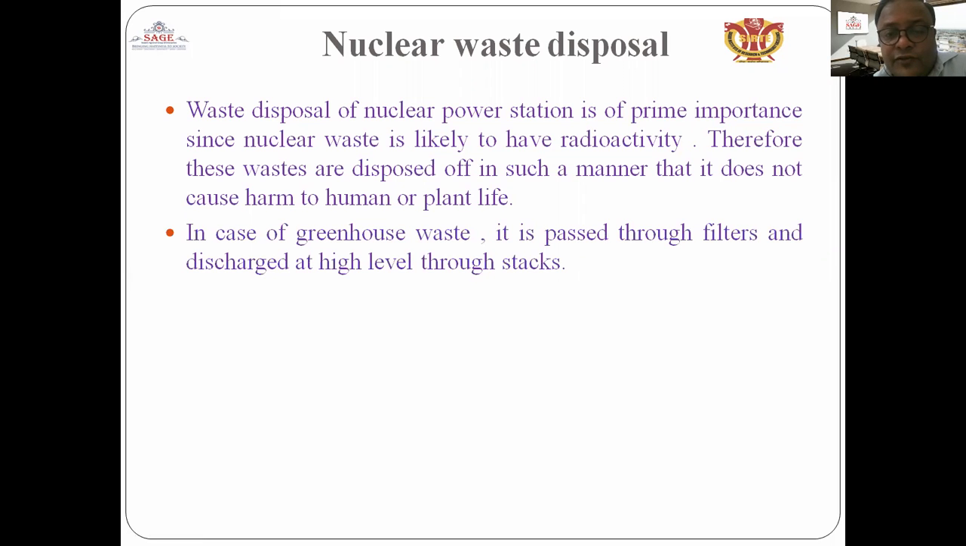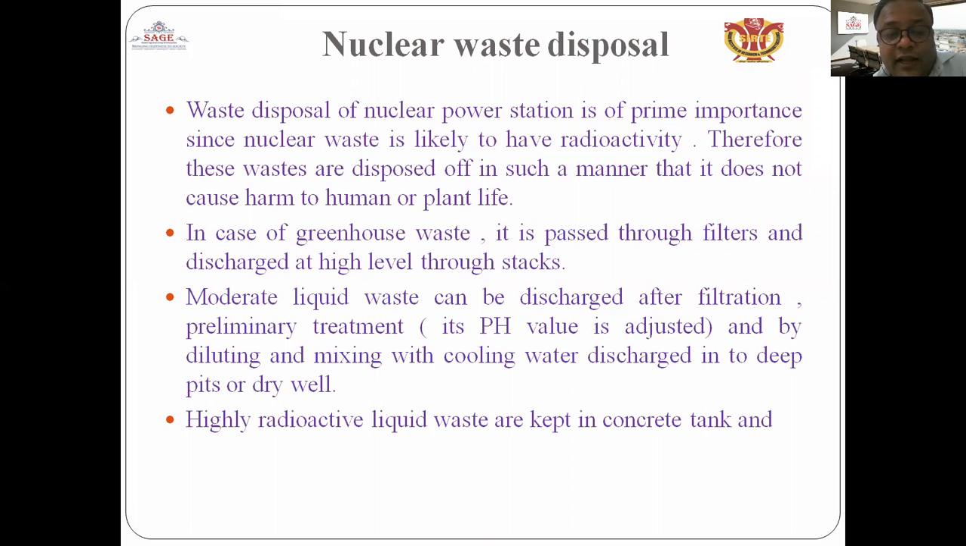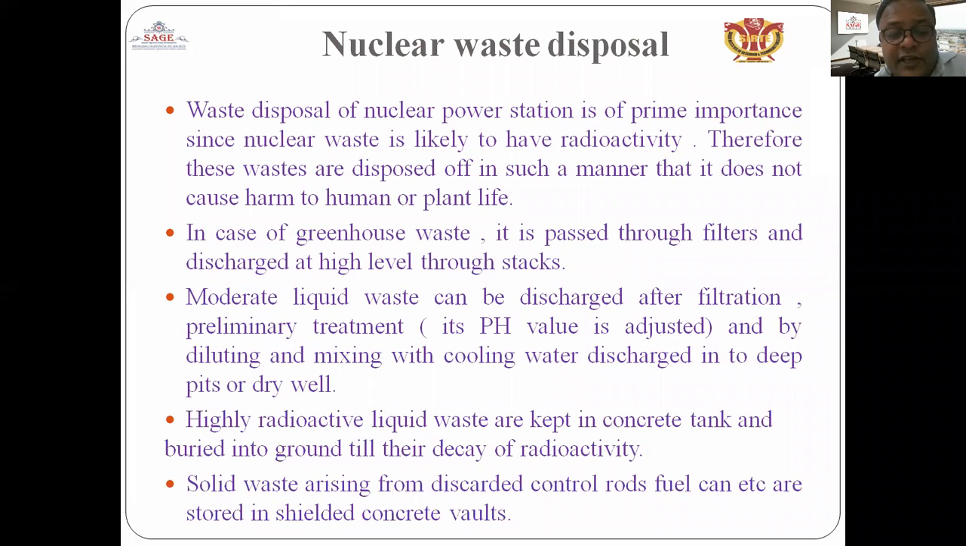In case of the gaseous waste, it is passed through filters and discharged at a high level through the stacks. Moderate liquid waste can be discharged after filtration and preliminary treatment. Its pH value is adjusted, and by diluting and mixing with the cooling water, it is discharged into deep pits or the dry well. Highly radioactive liquid wastes are kept in concrete tanks and buried in the ground until the radioactivity decays. Solid waste arising from discarded control rods, fuel cans, etc. is stored in shielded concrete vaults.